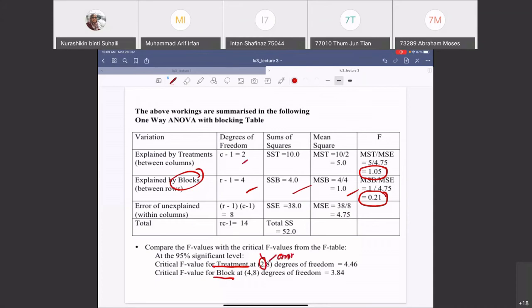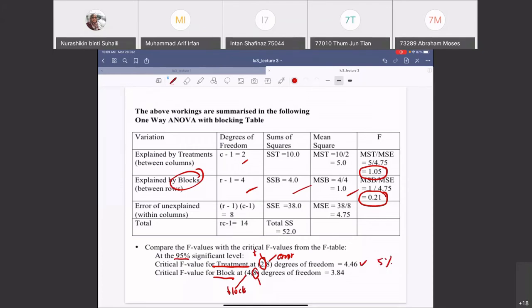Okay, the error is always the second one for both of it. This one is for the error as well, and this one is for the block. And this one is for the treatment. So that's how you got the F value. And this one is 95%, so you have to refer to the 5% row in the table.